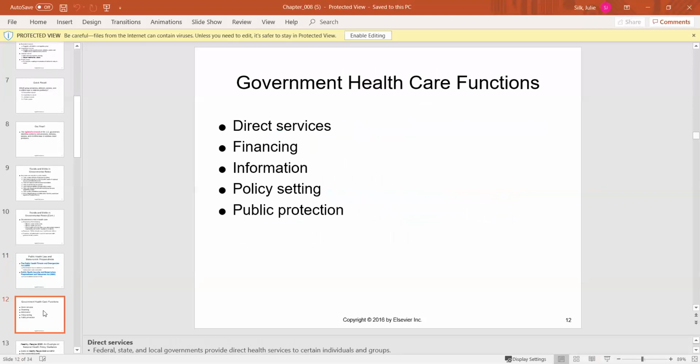Okay, so with government healthcare functions, direct services mean that federal, state, and local governments provide direct health services to certain individuals and groups. When we talk about financing, governments pay for some healthcare services, for some training of health personnel, and for biomedical and healthcare research.